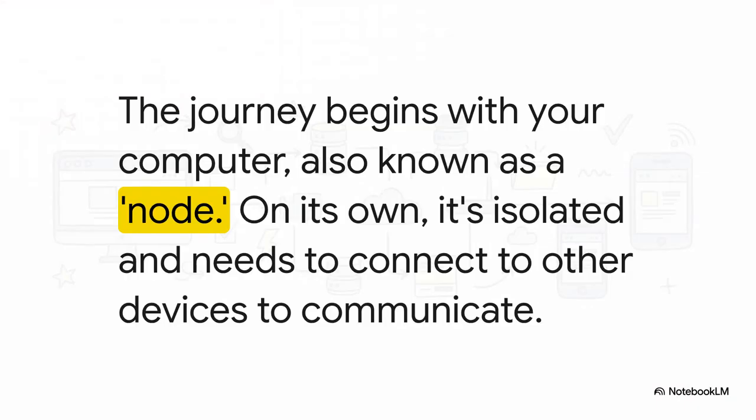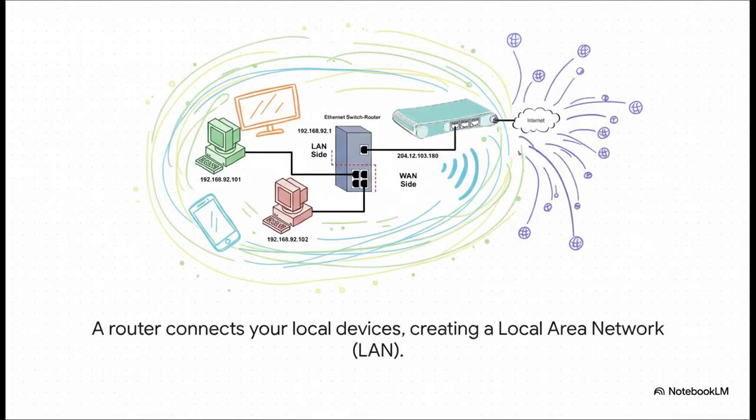So, the whole thing begins with your computer, which in network speak we call a node. On its own, it's totally isolated. To talk to anything, it has to connect to other devices. And that is the router's job. Its whole purpose is to connect all your local gadgets, your computer, your phone, that smart TV, and create what we call a local area network, or LAN for short. It's basically the central traffic controller for your home's digital world.